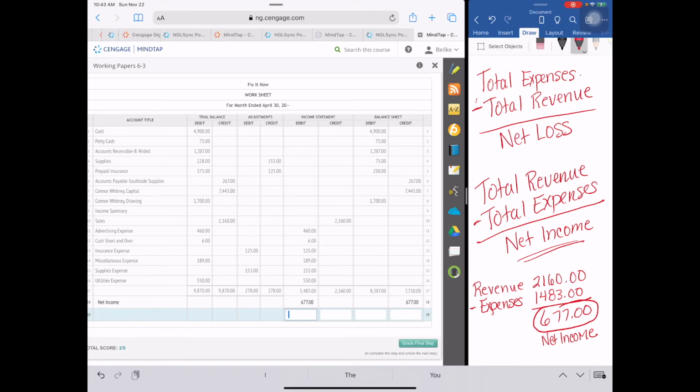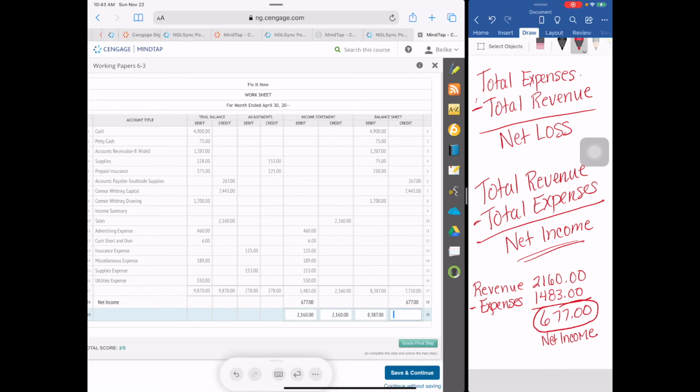Okay, you'll also notice in here when you entered it, your debits equal your credits on that line. Then we're going to add up and total our columns. So if we take $1,483 plus $677, we come up with $2,160. This column here, we take $2,160 plus 0, we come up with $2,160. This column here, we take $8,387 plus 0, and we come up with $8,387.